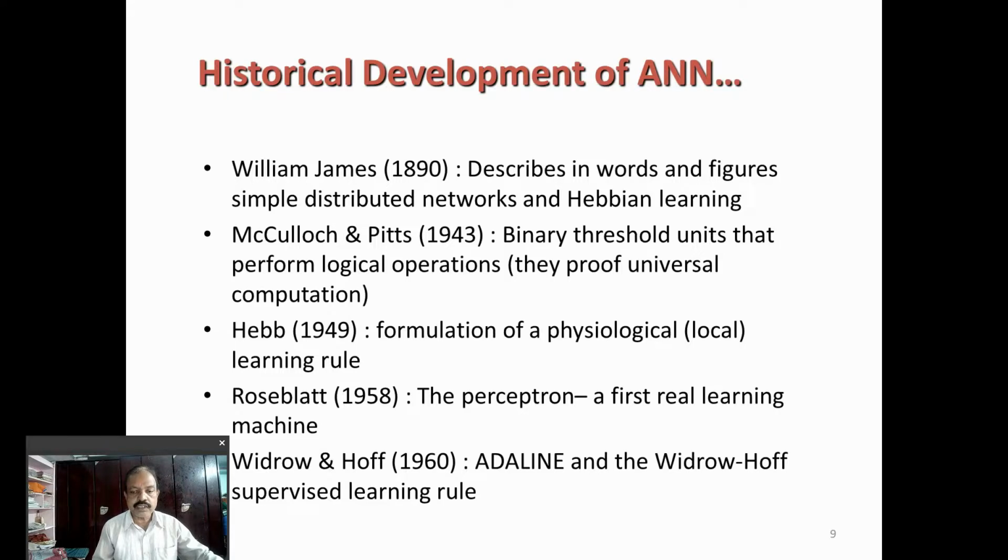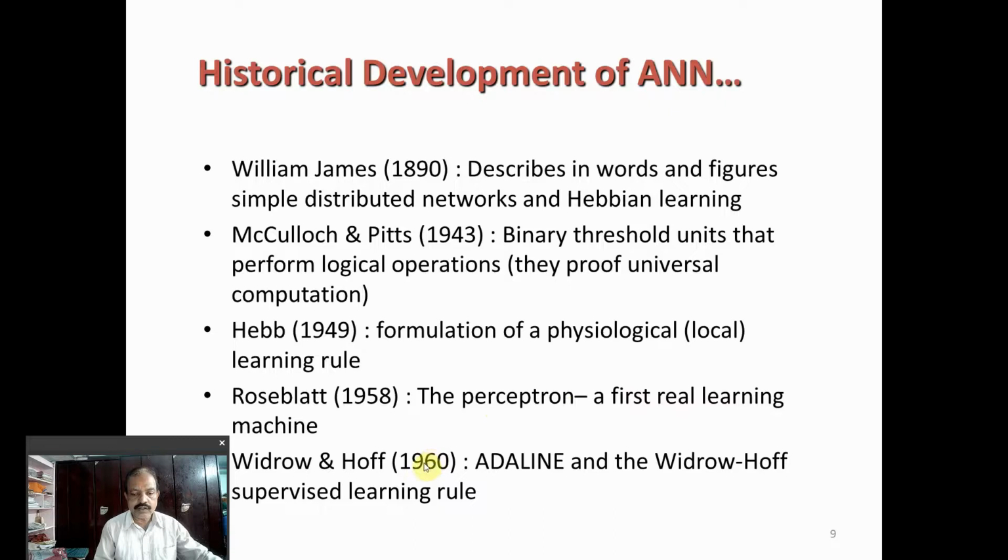Then McCulloch and Pitts, in 1943, after a span of around 50 years, described the binary threshold units that perform logical operations. They proved the universal computations. All of this was done in 1943. In 1949, the formulation of a physiological learning rule was done by Hebb, the Hebbian learning, which is the most important. Then Rosenblatt in 1958, after 9 years, started the modeling like the perceptron, a fast real learning machine.